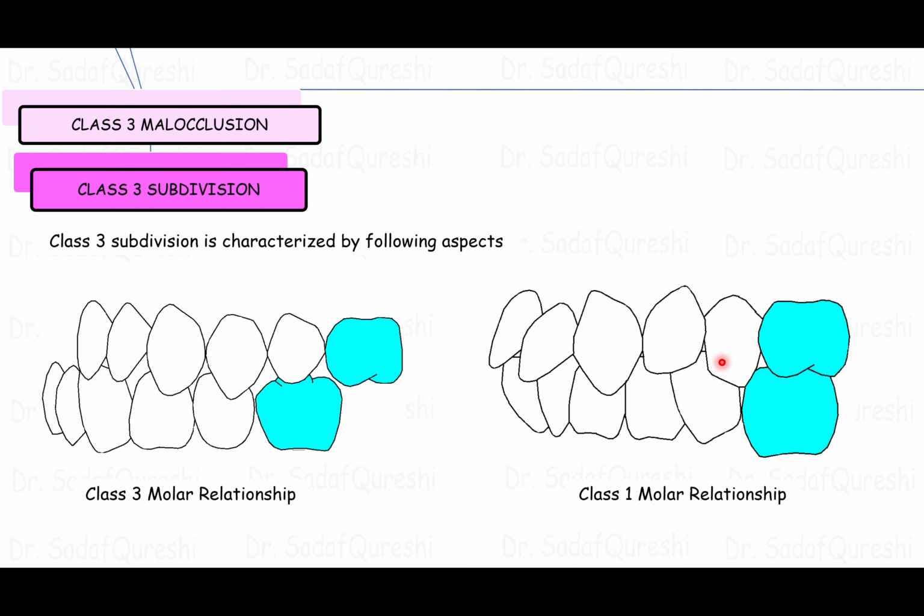We know what the class 3 molar relationship is, as we talked about earlier, and we know the class 1 molar relationship as we talked about in the last video. So if you want to see that in detail, go to that video for the class 1 molar relationship, and for the class 3 molar relationship you can see the earlier part of this video. So this was all about class 3 subdivision, in which there is a class 3 molar relationship on one side and a class 1 molar relationship on the other side.